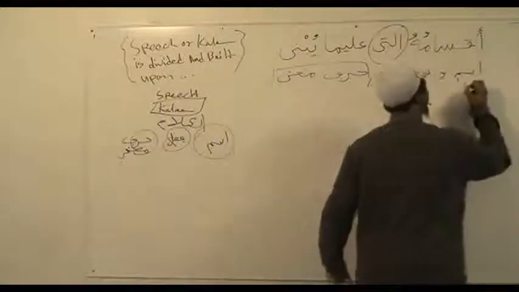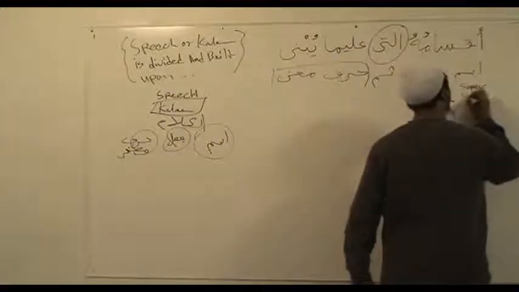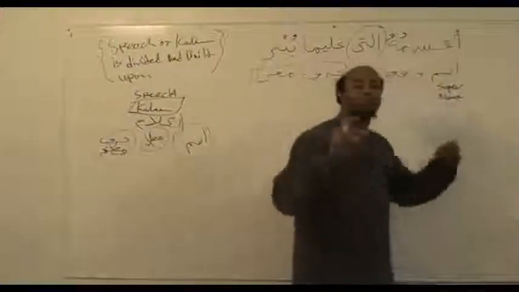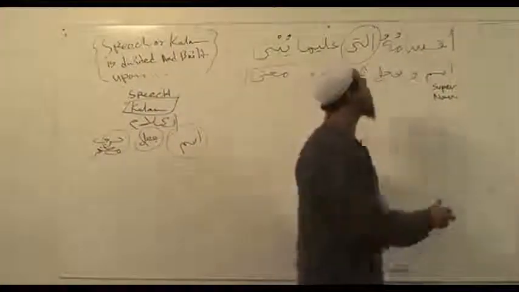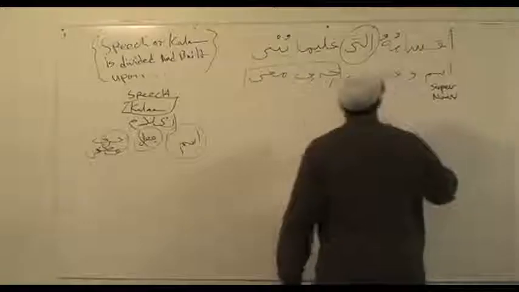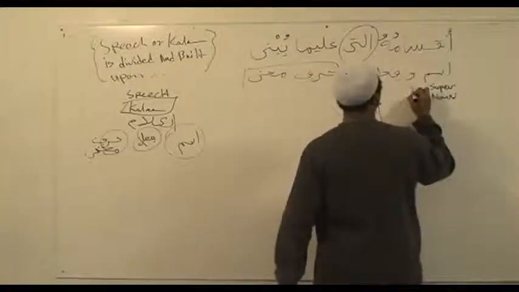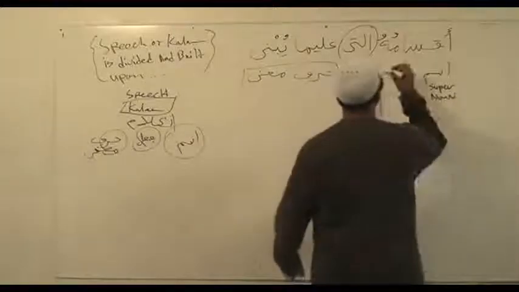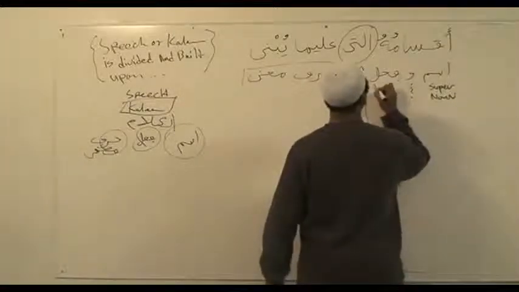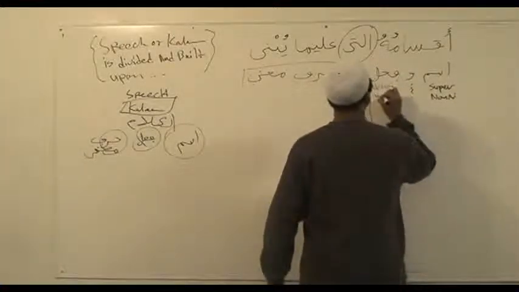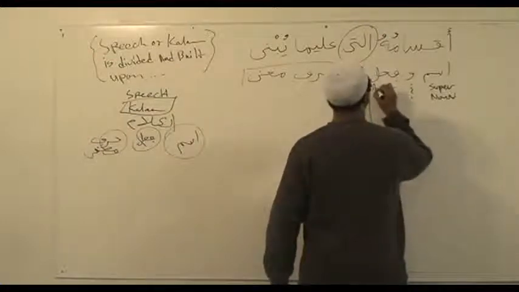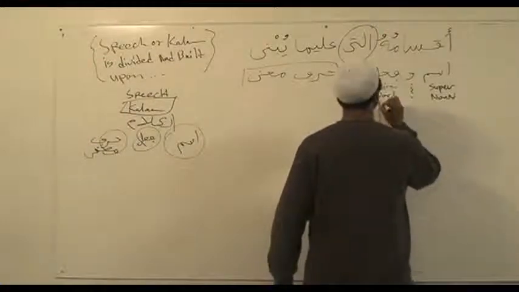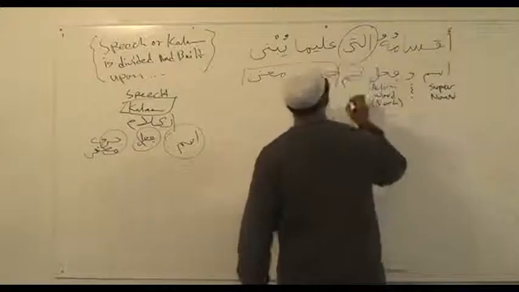Ismun, what is an ismun? Supernoun. Give me a full sentence. I only accept one-word sentences from children. What's the supernoun? Okay. Wa. What does wa mean? Wa means and. Thank you. Fi'lun. What is a fi'lun? Action word. Give me a terminology in English for an action word. Verb. Okay. Thank you very much.